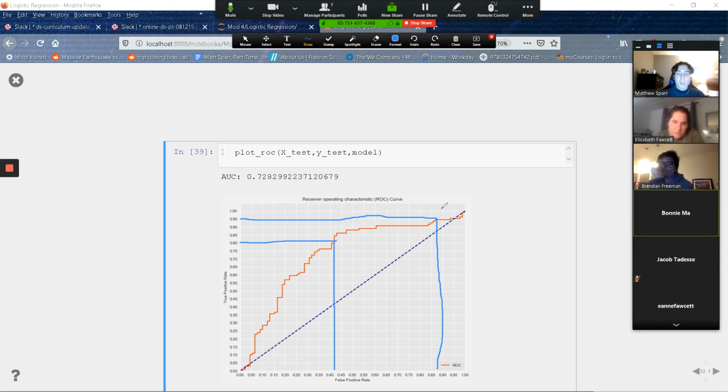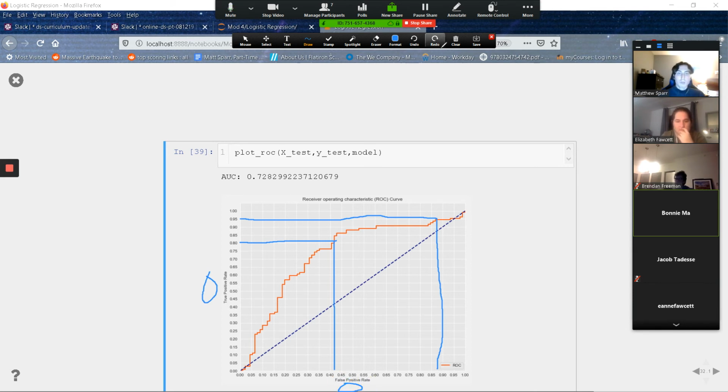So the higher we want our true positive rate to be, the higher our false positive rate will be as well. So it's kind of about picking the right point that maximizes this and minimizes the false positive rate.